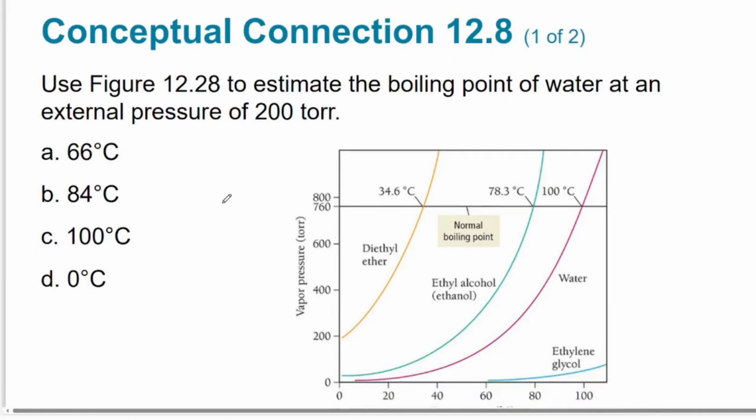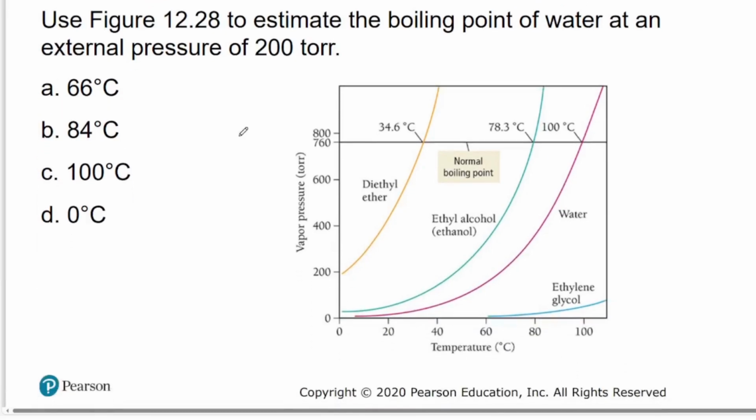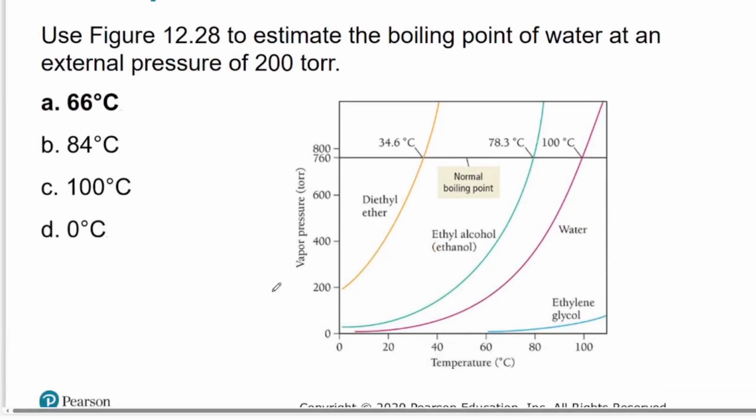Let's look at figure 12.28 and use it to estimate the boiling point of water at an external pressure of 200 torr. So here we have the water vapor curve, and at 200 torr, the boiling point of water is falling in this region, and the number that most closely represents that temperature is 66 degrees C.